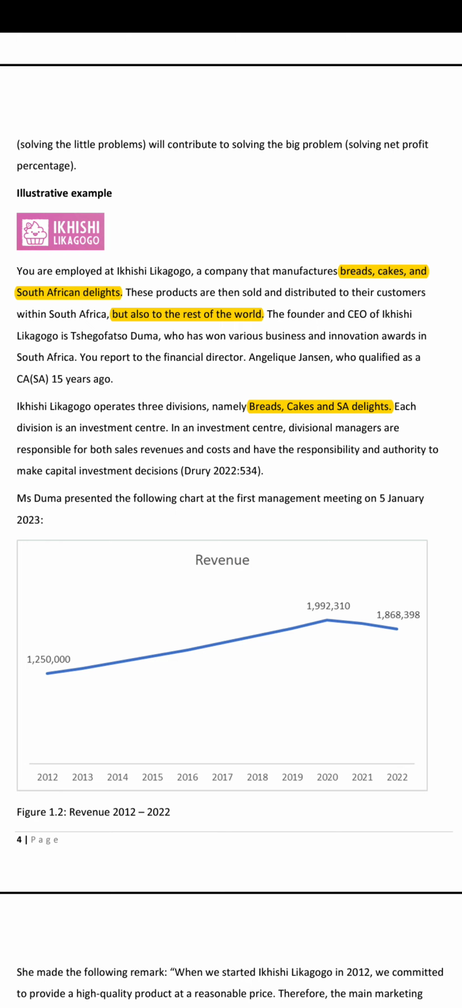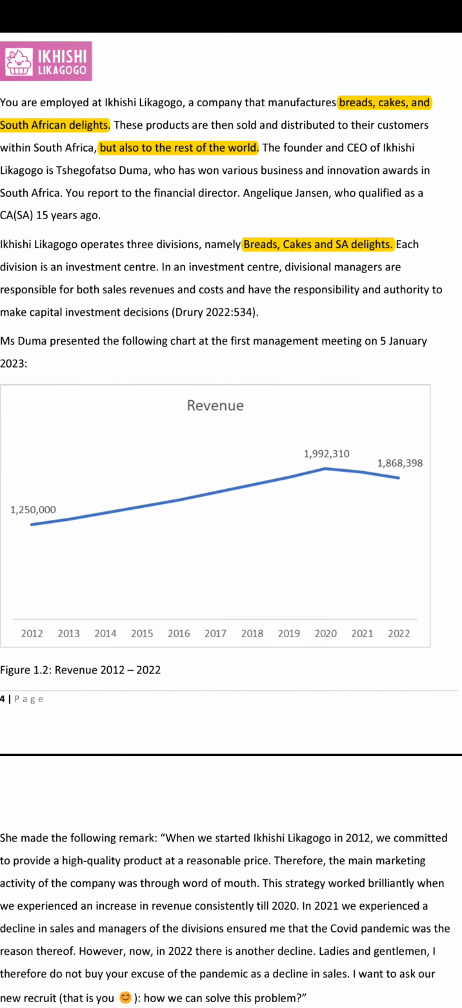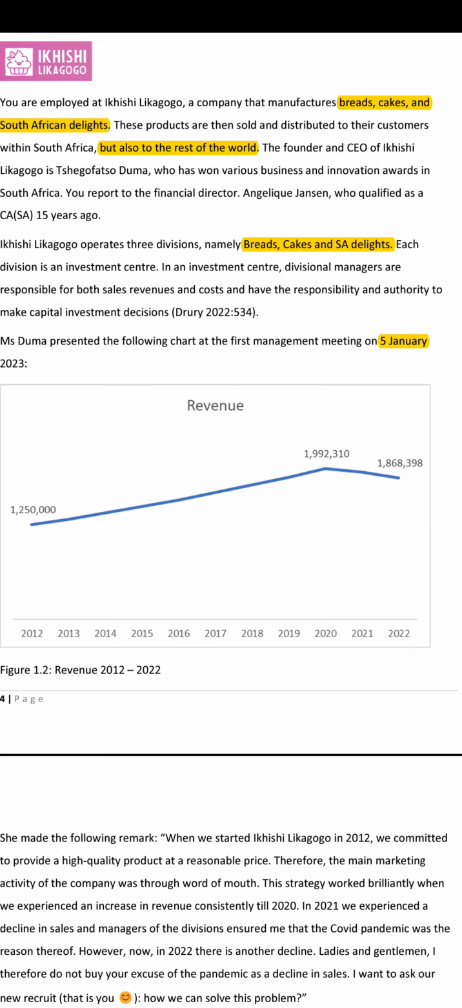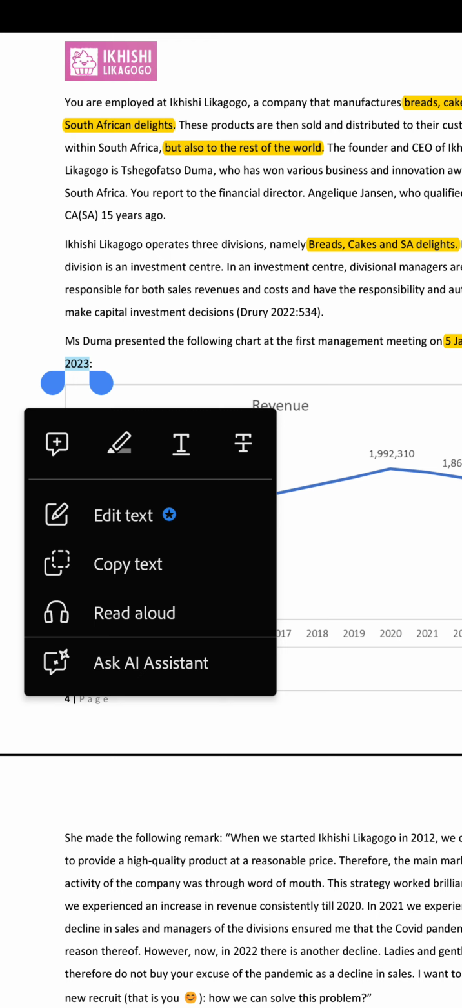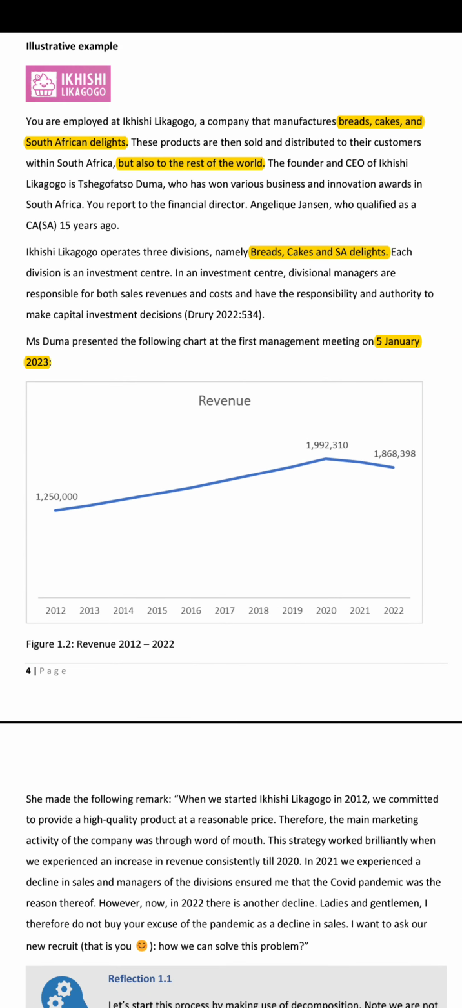Ms. Duma presented the following charts at the first management meeting on 5 January 2023. So, dates are an accountant's best friend. So we need to highlight this because it tells us where in the timeline we are. Where did this event happen? So that we can plot it out and map it out so that we understand.